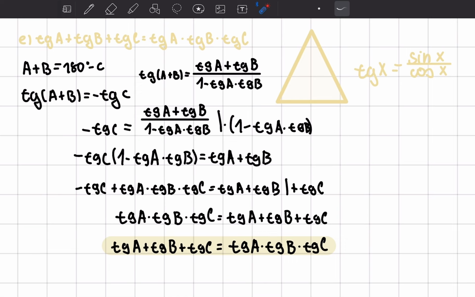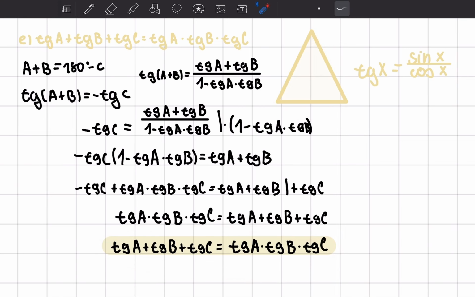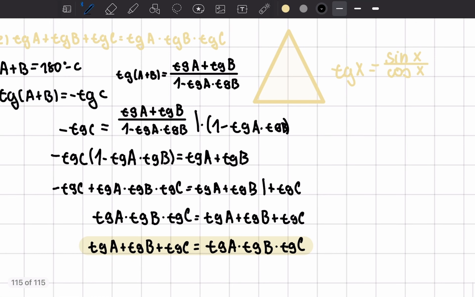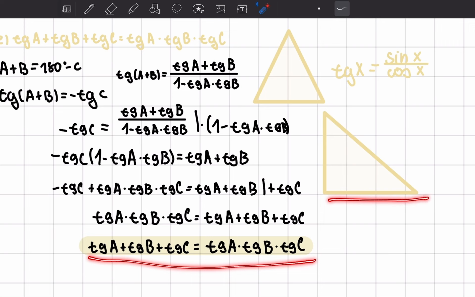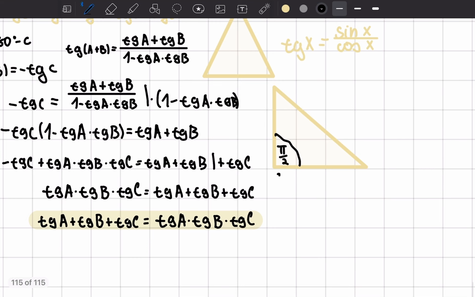But do you remember I told you to keep this in mind? So is this true for any triangle? For any triangle we could do, would this be true? Would this apply to any triangle? Wow. Let me show you something. So, let's say we have a right triangle. And now my question is, does this apply for a right triangle? Because in a right triangle, there is one angle that is pi over 2. Or you can say 90 degrees. That's the same.